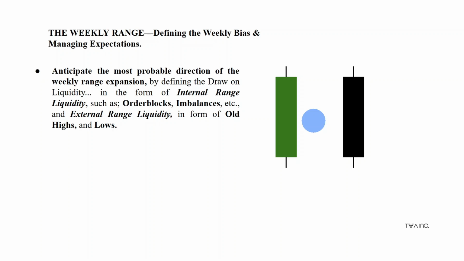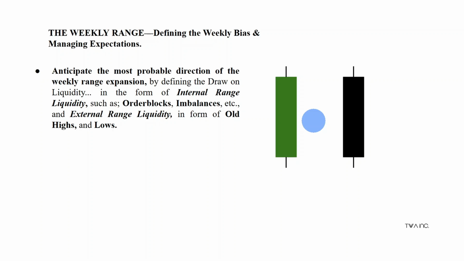Now, your job is to define the most probable direction in a single week. Okay? So for someone who is starting and who does not have a sense of longer term bias, your job is to predict only where the weekly candle is likely to expand to. That's all. And you do that by defining the drawn liquidity. What's the drawn liquidity? Drawn liquidity could be in the form of internal range liquidity, like the order blocks, imbalances, rejection blocks, because it's still internal range, and external range liquidity in the form of old highs and lows.